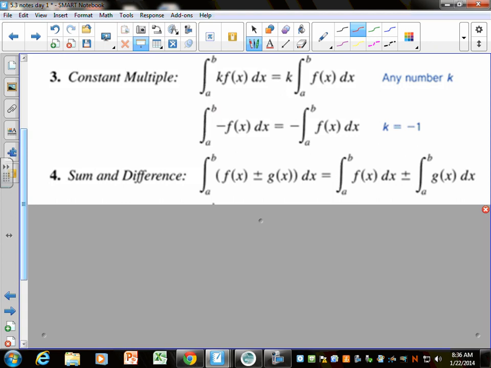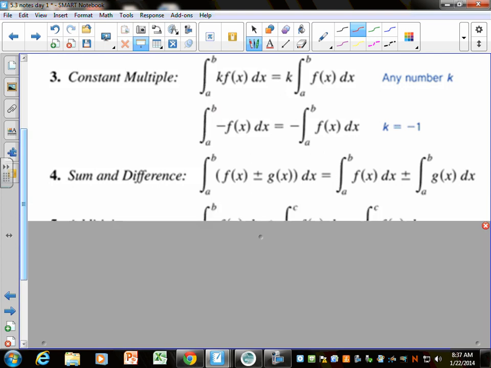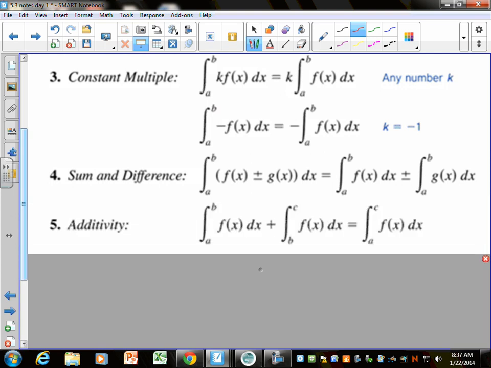Sum and difference, we talked about this when we did indefinite integrals, but if you have a sum or difference, you can just break them up as two different integrals. This one does come up a lot. I've seen a question like this on an AP test. This is my favorite word, additivity.